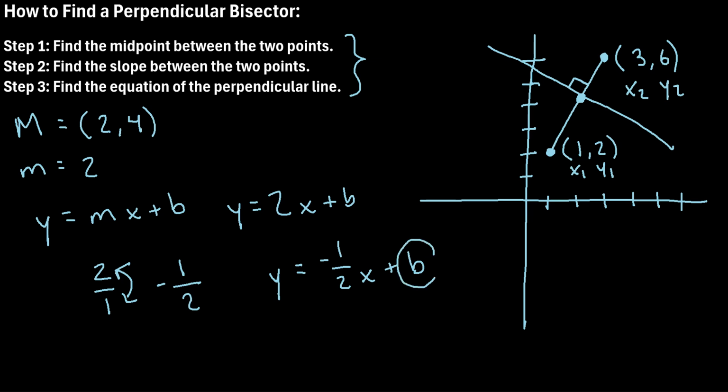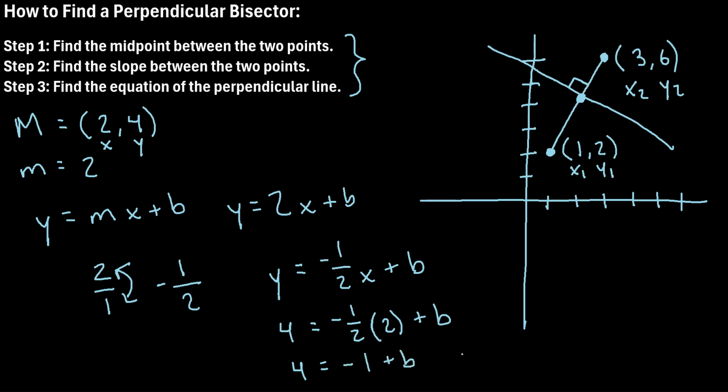And what we really want to do is solve for b right here, because that's the only thing missing from writing our perpendicular equation. So what we do is, this midpoint that we found earlier, 2, 4, we're going to plug in the 2 for x and the 4 for y, and we'll solve for b right here. So we'll say 4 is equal to negative 1/2 times 2 plus b. We need to solve for b. So what do we get? 4 is equal to negative 1/2 times 2, that's just negative 1 plus b. So if we add a 1 to each side, we can see that b is equal to 5.